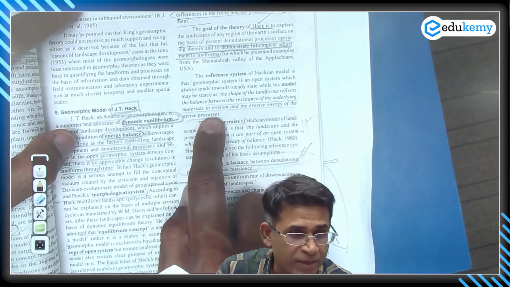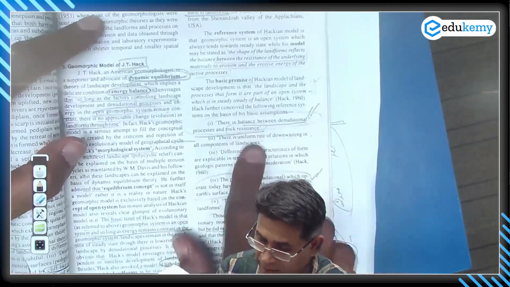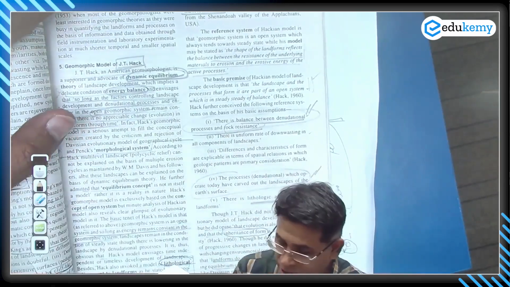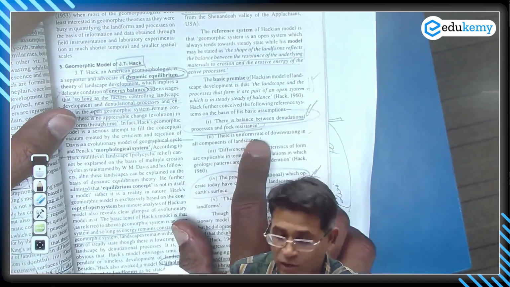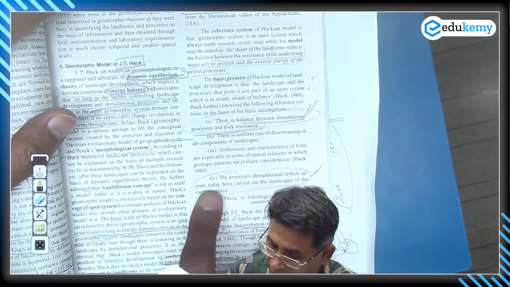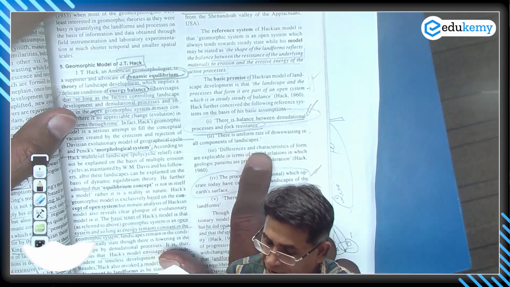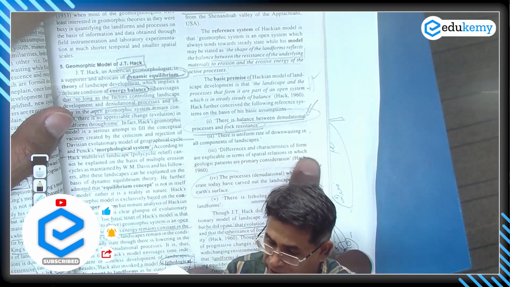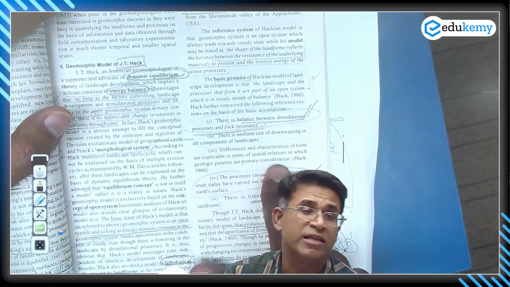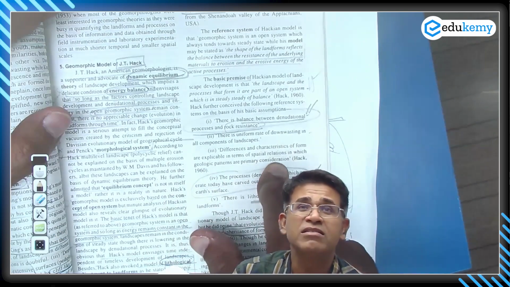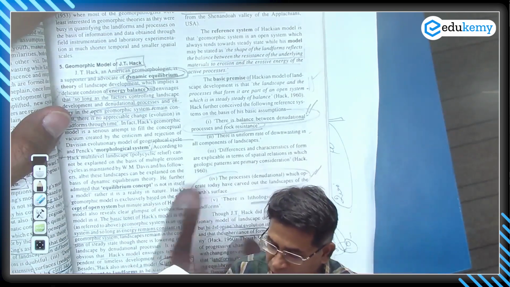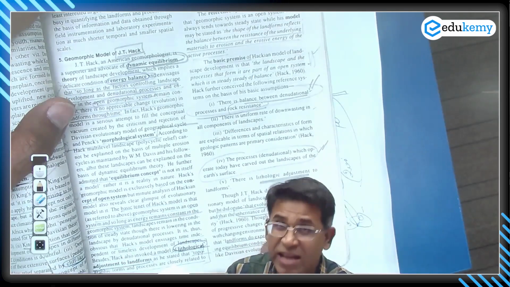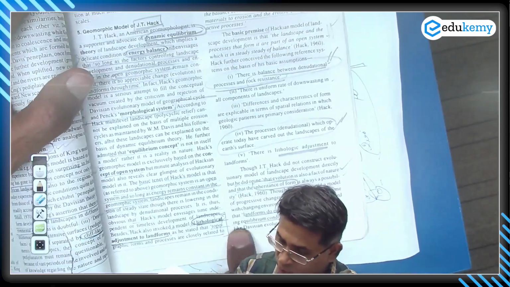This is the sentence we picked up. The basic principle is the balance between denudation and rock resistance. Rock resistance is the hardness of rock. There's a uniform rate of downcutting. The differences in characteristics of form are explicable in terms of relationships in which geological patterns are the primary considerations. So whatever we have as landforms are the consequence of geological patterns in terms of lithological properties. Landforms do experience changes, which change equilibrium and so on.